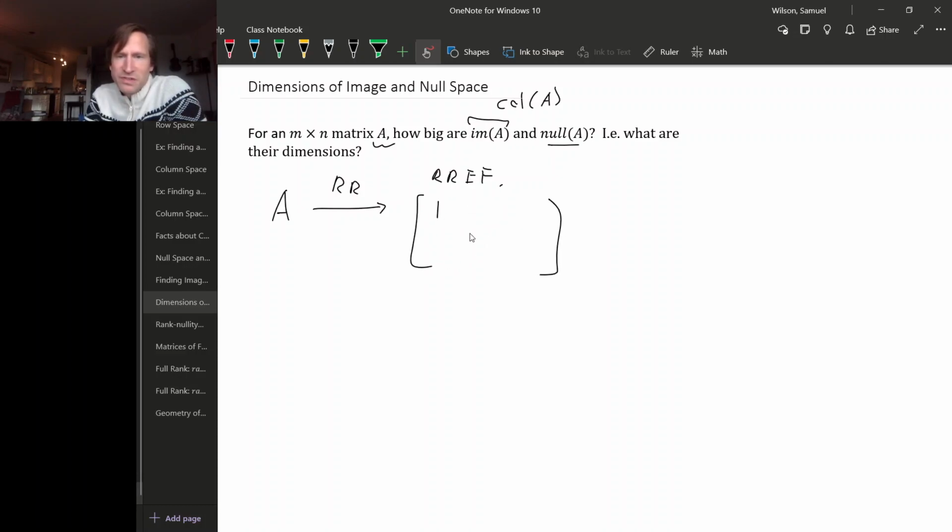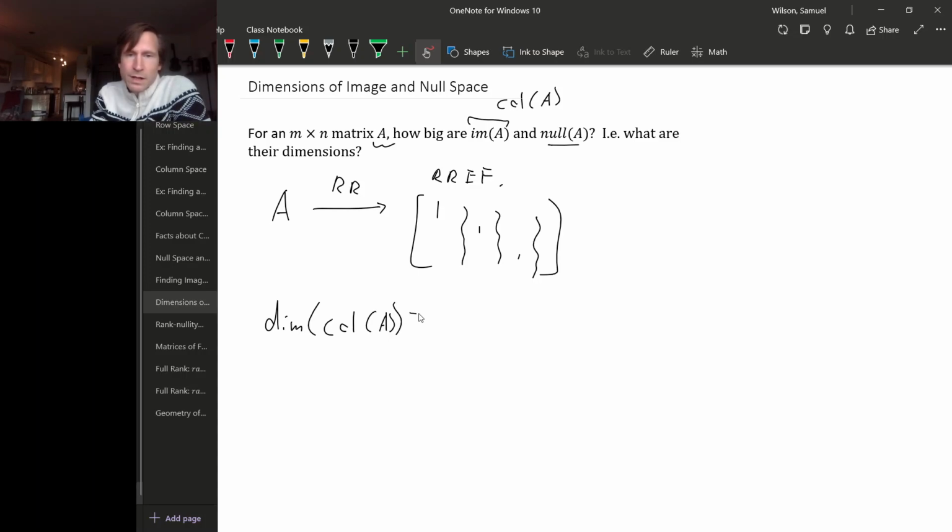Right, we're going to end up with some pivots, and maybe some columns without pivots. Now we know that the dimension of the column space is the same as the number of pivots. It's the same as the rank of the matrix, right? Which is just the number of pivots.